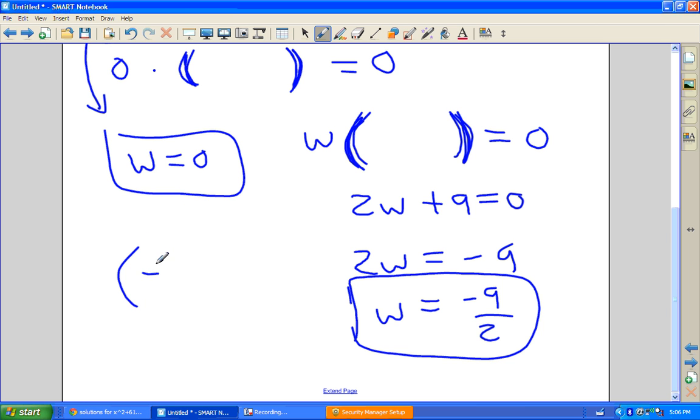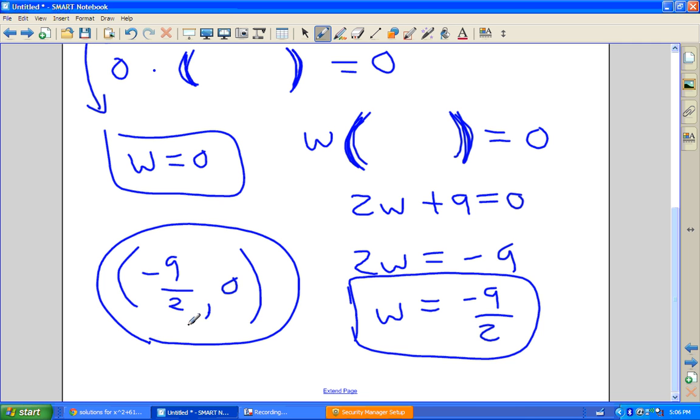So the book might show your two solutions as minus 9 halves and 0. Again, I don't necessarily like this because it looks like an ordered pair. It's not an ordered pair. But when w equals minus 9 halves, that's a solution of the equation, and when w equals 0. Hey, 0 is easy to check.